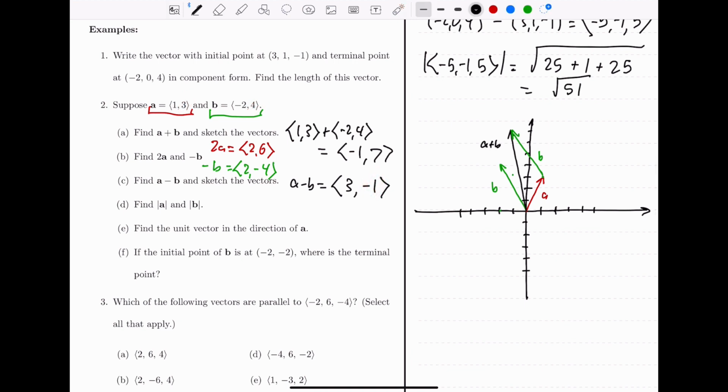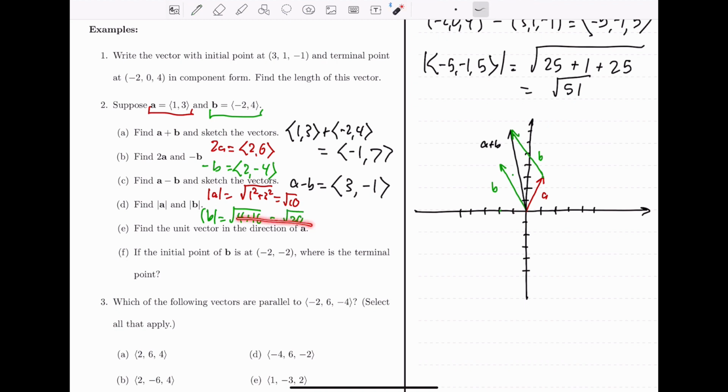Let's find magnitudes. The magnitude for the vector a, we use the magnitude formula. So the magnitude of a is the square root of 1 squared plus 3 squared. 3 squared is 9, 1 squared is 1. We have the square root of 10. That's the magnitude of a. B, same sort of thing. We take the square root of the first component, -2 squared. -2 squared is 4, plus 4 squared, that's 16. So I'm just squaring my different components, adding them together, and taking the square root. We have the square root of 20. That's the magnitude of vector b.